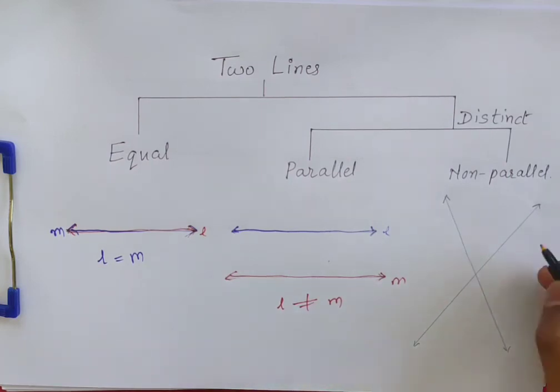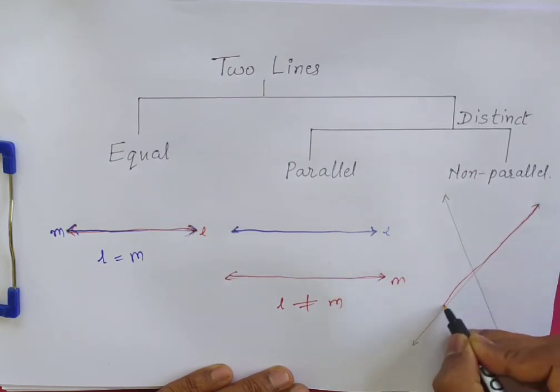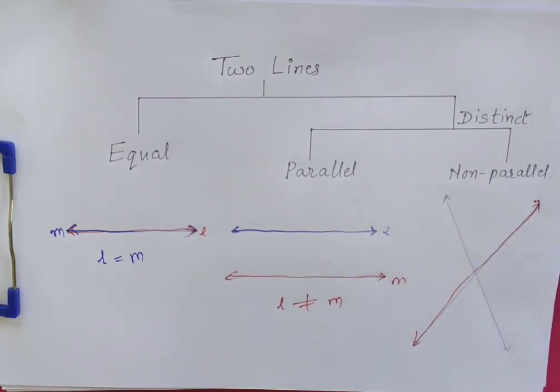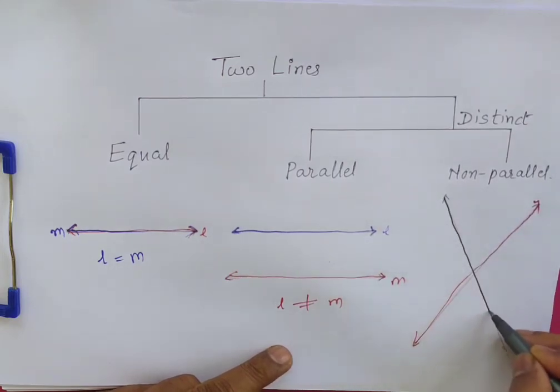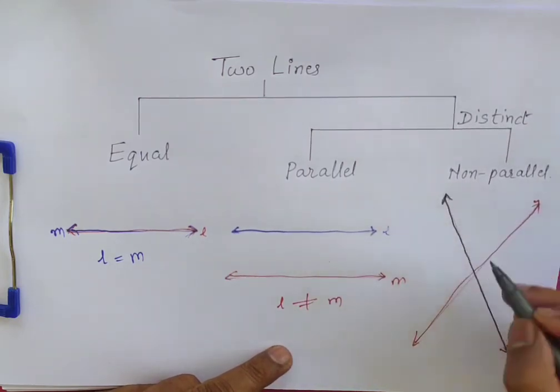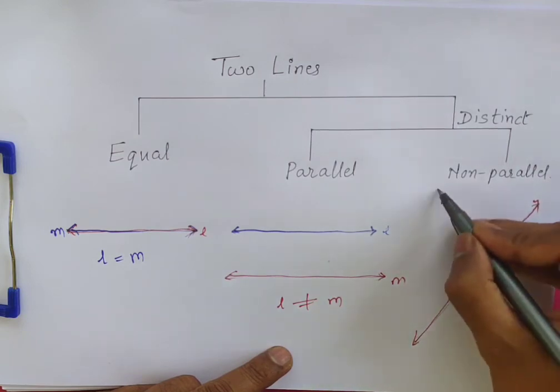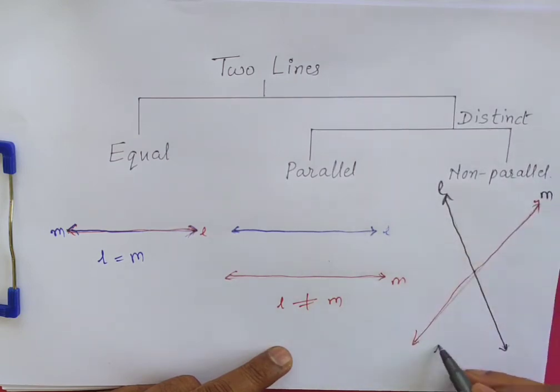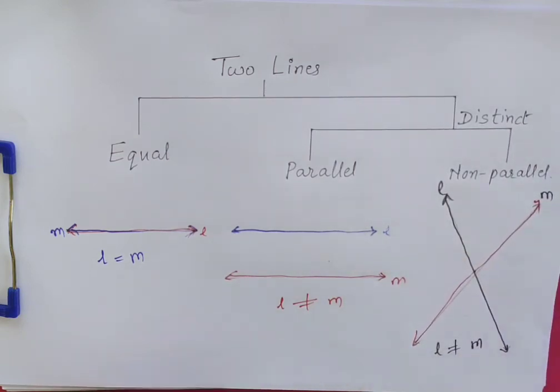Now these are non-parallel. Non-parallel means what? They are intersecting. Non-parallel means they are intersecting lines. Please use a ruler to draw the lines. Okay. So this is line L and this is line M. Here also line L and M are not equal. So they are distinct lines. Is that clear to you?